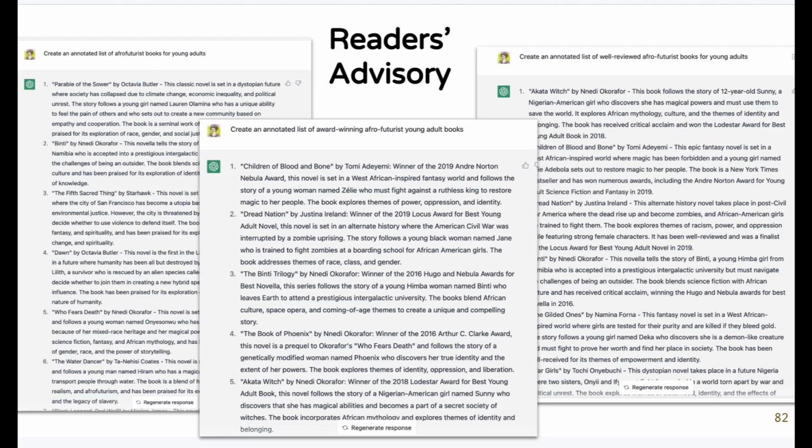Similarly, for Reader's Advisory, not necessarily a research topic, one of the things I noticed was that there wasn't yet a subject heading for Afrofuturism in terms of a genre. And so I looked for lists. First, I did an annotated list of Afrofuturist books. Then I wanted to make sure they were award-winning, and then I wanted to make sure they were well-reviewed, and the list got refined, and it was a pretty decent list.